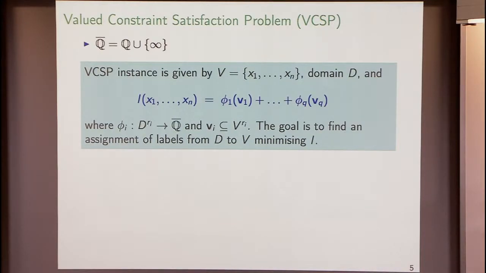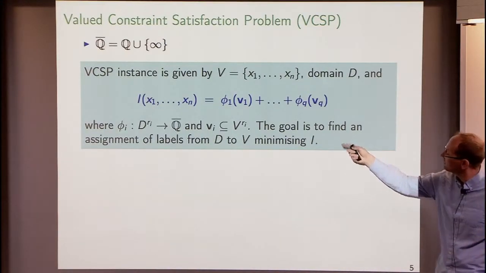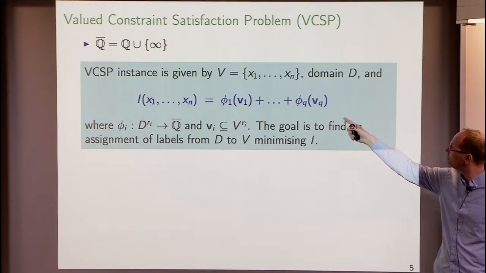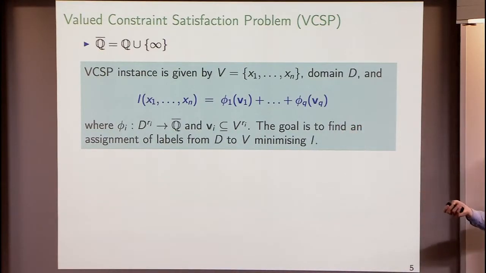values, if you like, and an objective function that is given explicitly as a sum of q terms, and each term is a fixed array function. So there's notation: x1 through xn are the variables. These bold B's are the scopes, the variables that the ith term in the objective function depends on. And the range of the function is Q bar, rationals and infinity. And the goal is to find an assignment of labels from D to all the variables that minimizes the objective function.